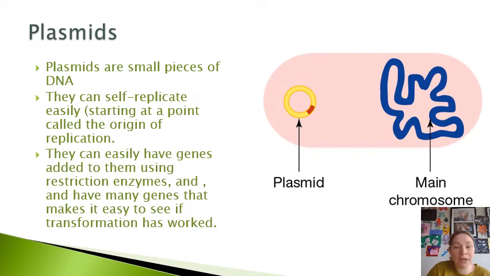Plasmids are small pieces of circular DNA. They can self-replicate easily, starting at a point called the origin. They can easily have genes added to them using restriction enzymes, and many have genes that make it easy for them to see if the transformation has worked. So plasmids are separate pieces of circular DNA from the main chromosome in a bacteria, and they replicate by themselves independently of that main chromosome.